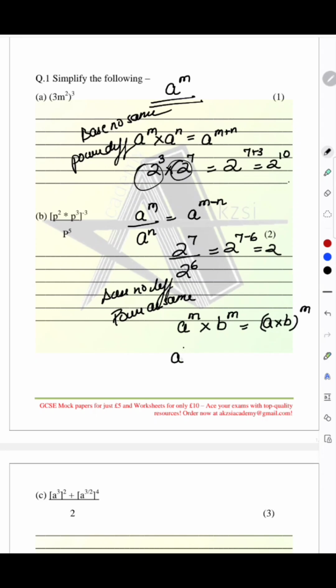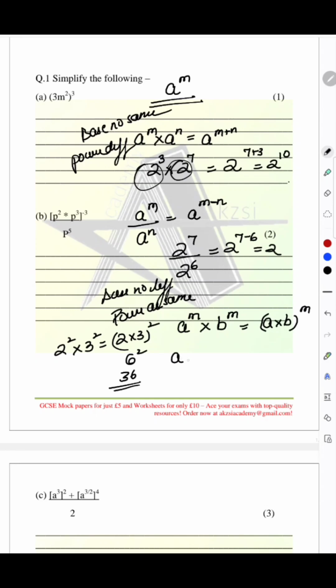Let me just show you an example. If it's 2 to the power of 2 multiplied by 3 to the power of 2, it will be 2 times 3 whole to the power of 2, which is 6 squared, that's 36.